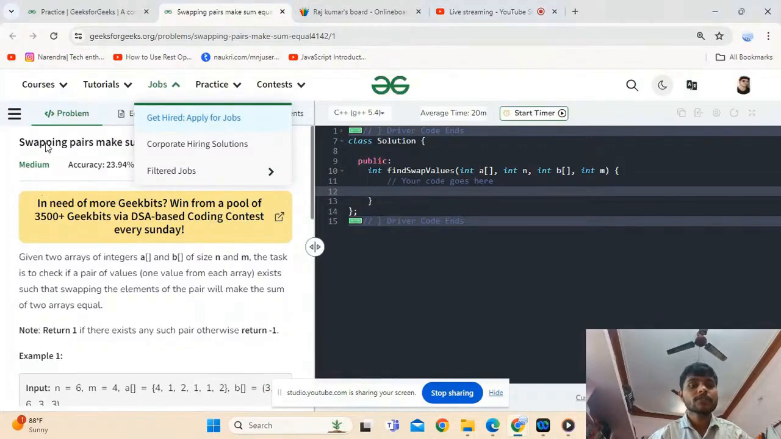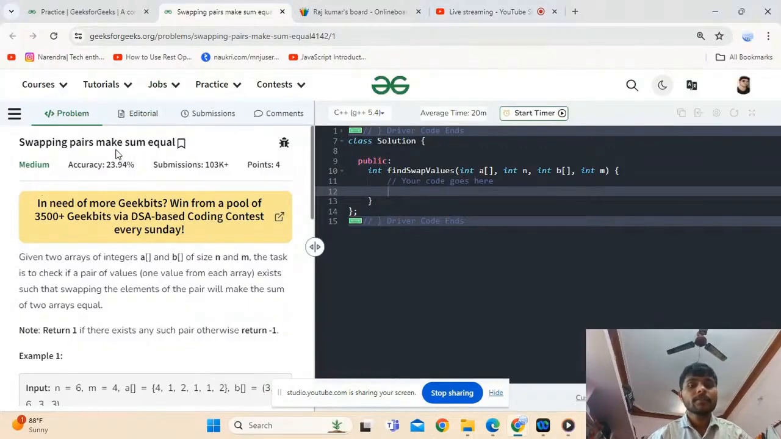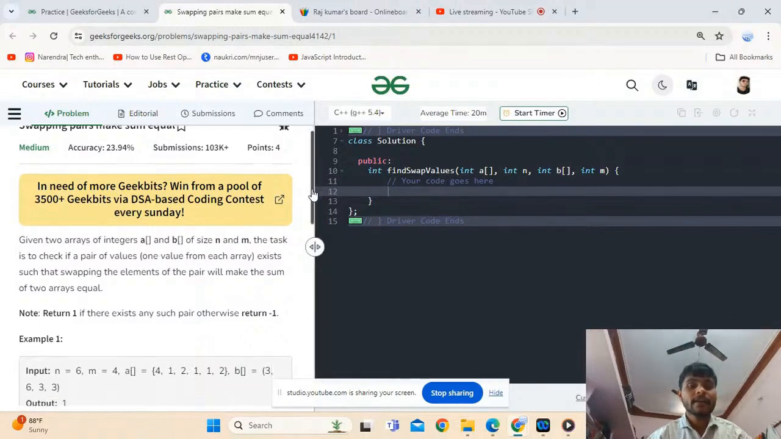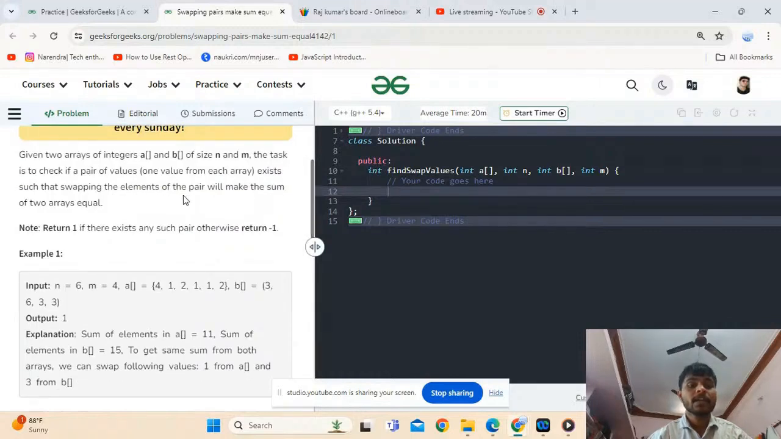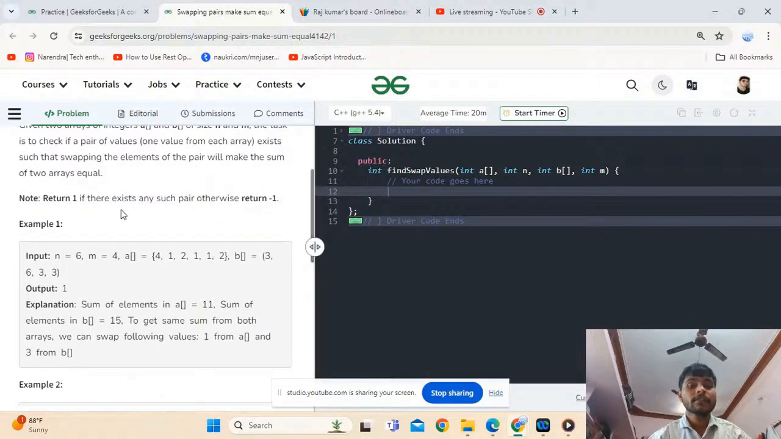Today's question is swapping pairs to make sum equal. Given two arrays of integers a and b of size n and m, the task is to check if there is a pair of values, one value from each array, such that swapping the elements of the pair makes the sum of the two arrays equal. Return 1 if there exists any such pair, otherwise return -1.